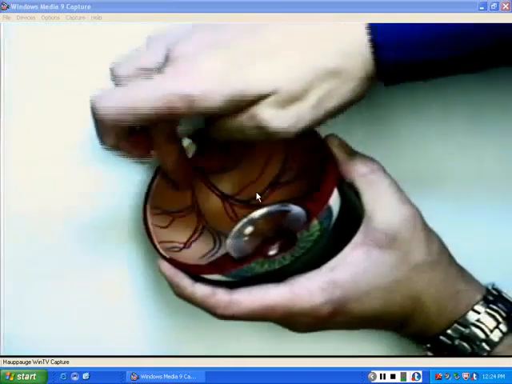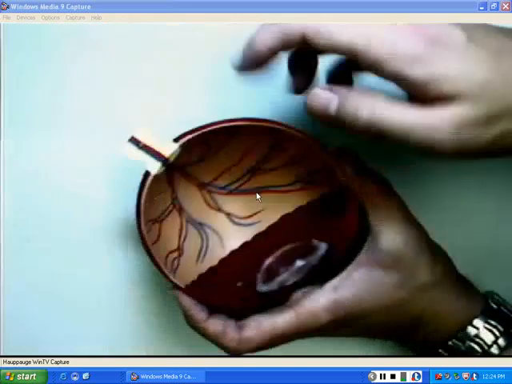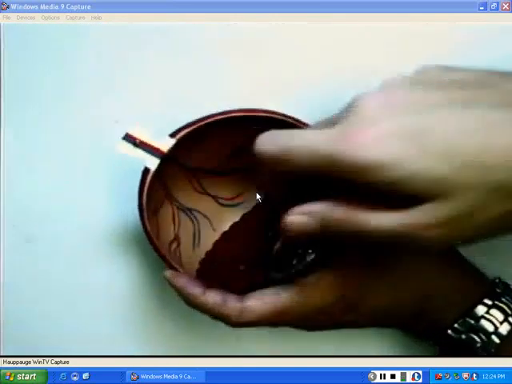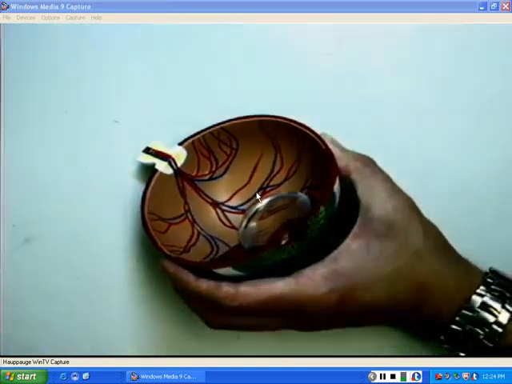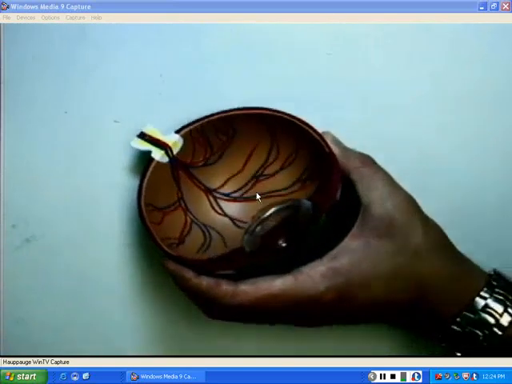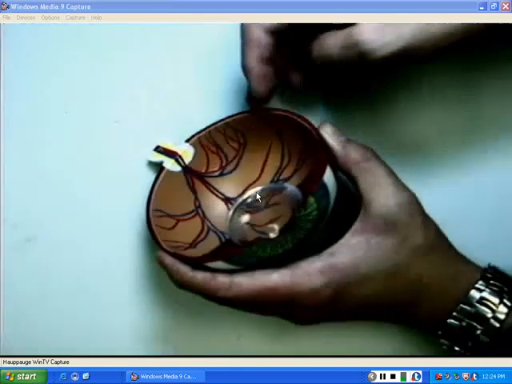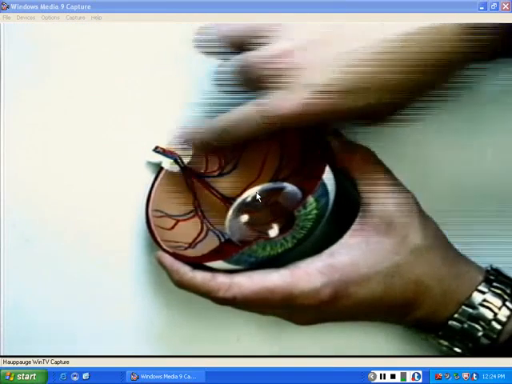Here we refer to it as the neural tunic. We do have parts of the neural tunic and the vascular tunic. The neural tunic is where the bulk of our photoreceptors lie. The photoreceptors, the rods and the cones, of which primarily in this area there are no photoreceptors.